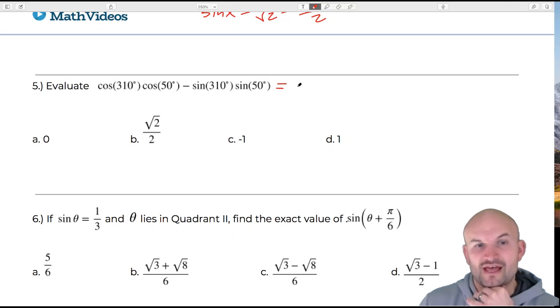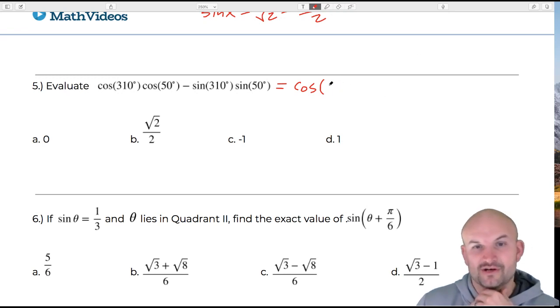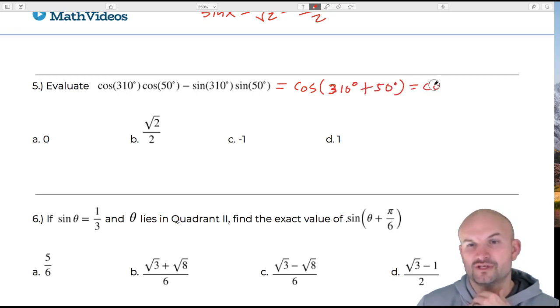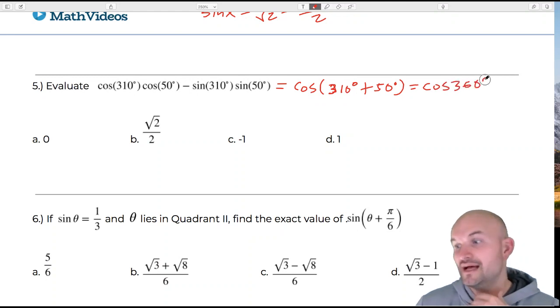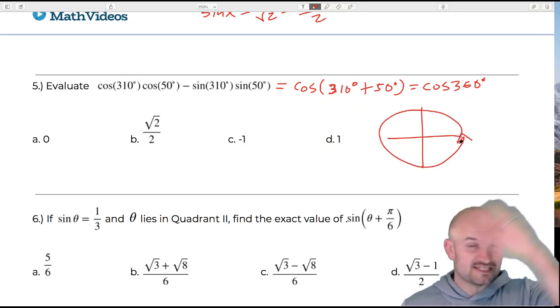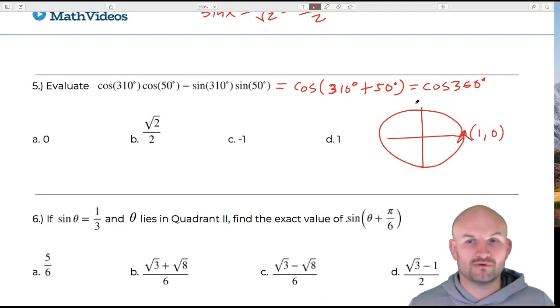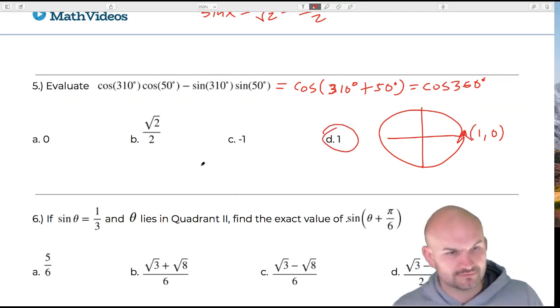If I was going to evaluate this, this would be the cosine of 310 degrees plus 50 degrees. So that's equal to the cosine of 360 degrees. Now we need to determine the value of cosine of 360 degrees. Well, again, remember 360 degrees is one revolution of the circle. That coordinate point is (1, 0). So again, the cosine of that value is going to be 1.